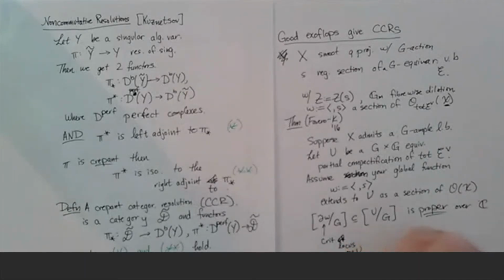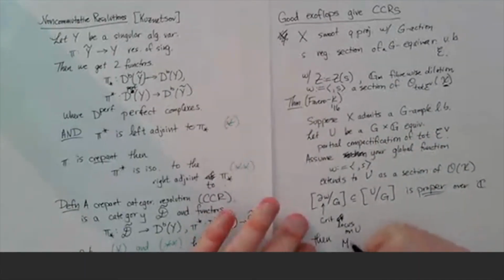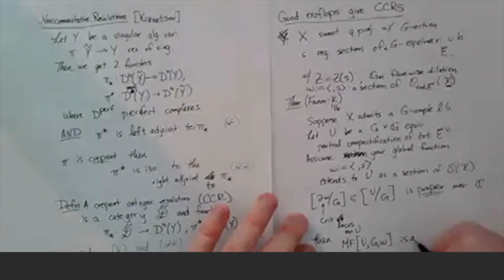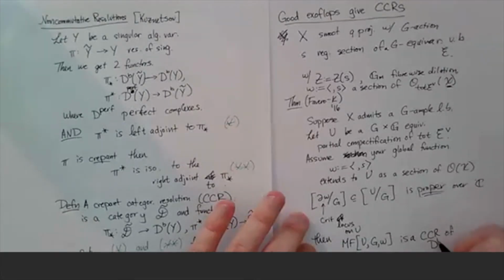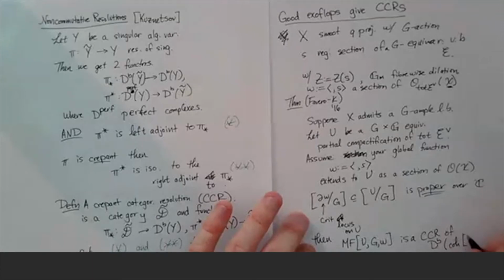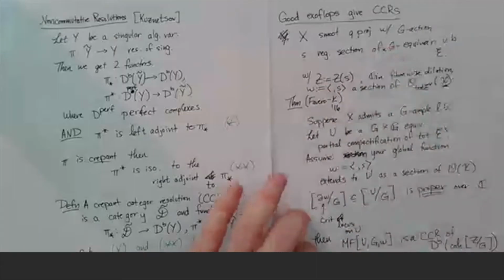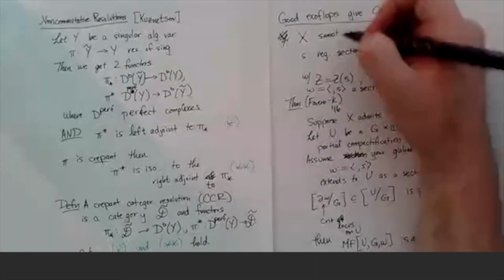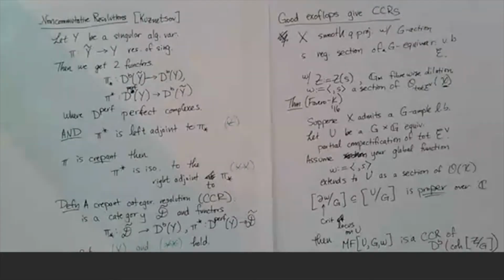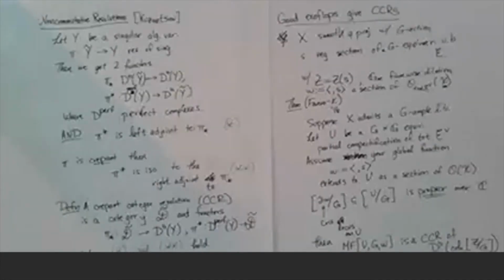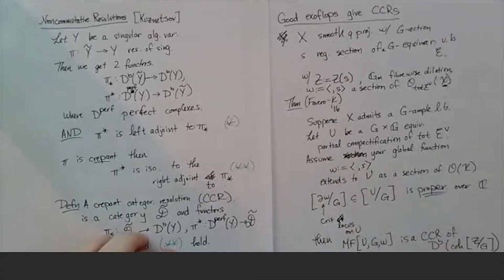Then this matrix factorization category is a CCR of the original zero set when I look at it quotiented by G, okay? So what you need to do is you just need to satisfy all these properties, and then you have a CCR, okay? But you can do all of these things just kind of torically. So we give you the tools in this paper for how to do it torically.